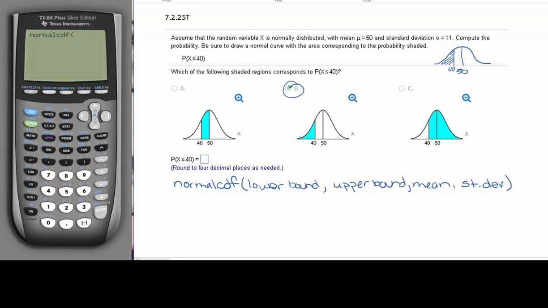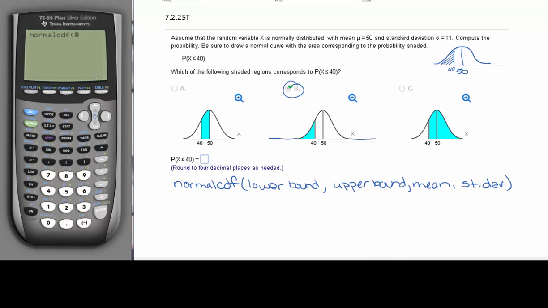You may be wondering what the lower bound is, and it could be tempting to put 0. However, remember that this technically is going on forever. We just can't really see it, and it's really, really close to touching that line of 0. So we're going to enter in a large negative number.